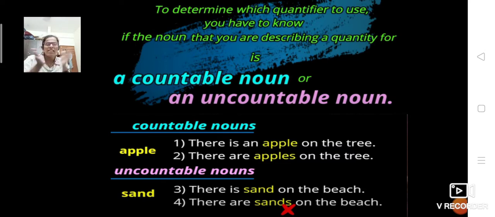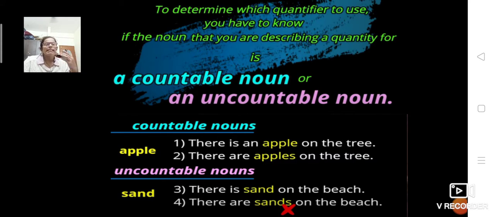I hope it is clear to you which things are called countable and which are called uncountable. Countable nouns are those we can count, whereas uncountable nouns are those we cannot count. I hope it's clear. I have given you the example there. See, there is an apple. I already mentioned before, children, that an refers to one, which means we can count apples there, right? There is an apple on the tree. There are apples on the tree. See here, the article an is not used, because apples refers to the plural form, right? So there are apples on the tree.